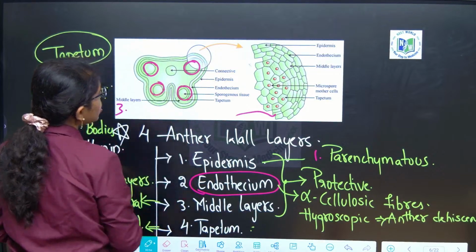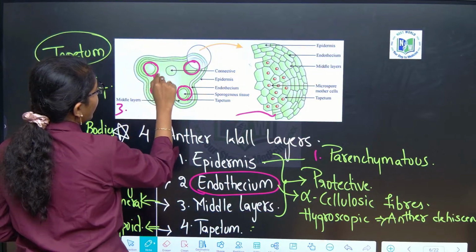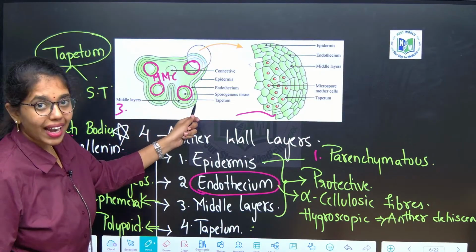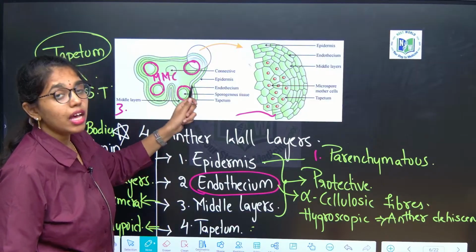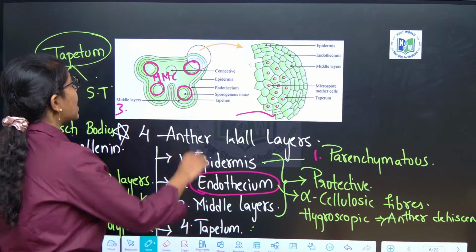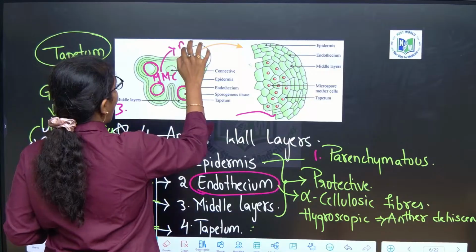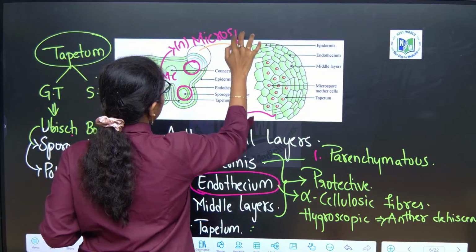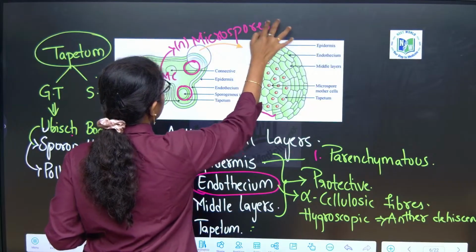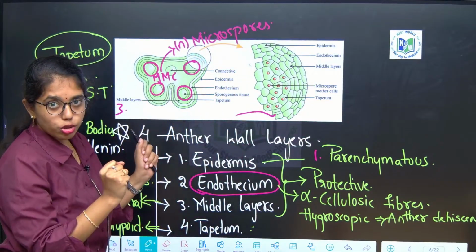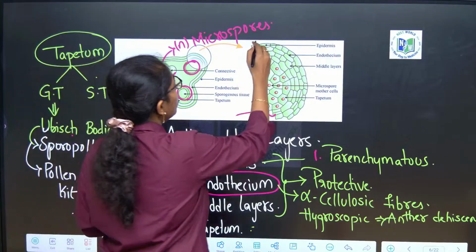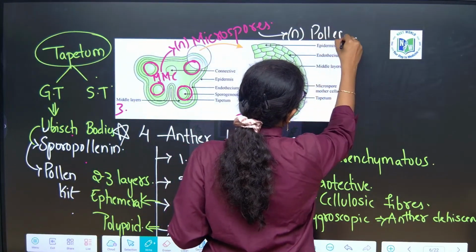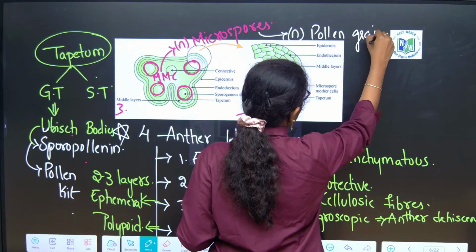This sporogenous tissue will have microspore mother cells, which undergo meiosis and give rise to haploid microspores. These haploid microspores will mature to pollen grains, which are haploid.